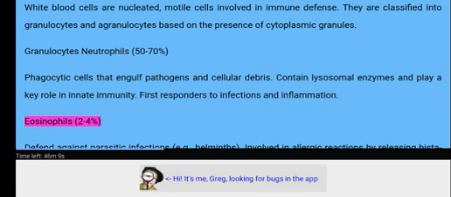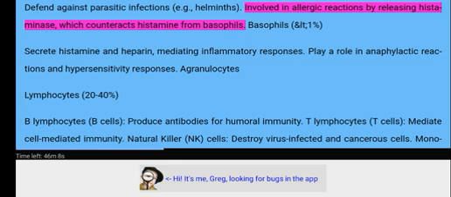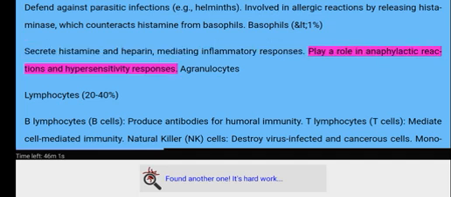Eosinophils, 2-4%. Defend against parasitic infections, e.g., helminths. Involved in allergic reactions by releasing histaminase, which counteracts histamine from basophils. Basophils, less than 1%. Secrete histamine and heparin, mediating inflammatory responses. Play a role in anaphylactic reactions and hypersensitivity responses.